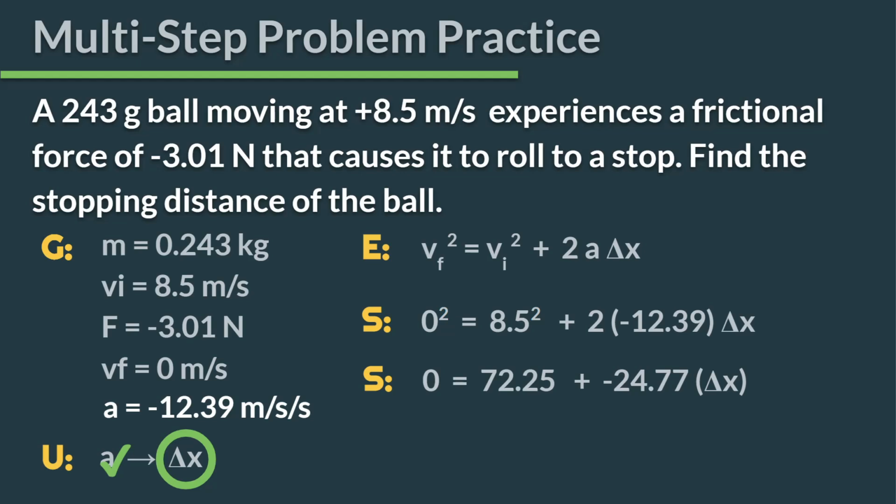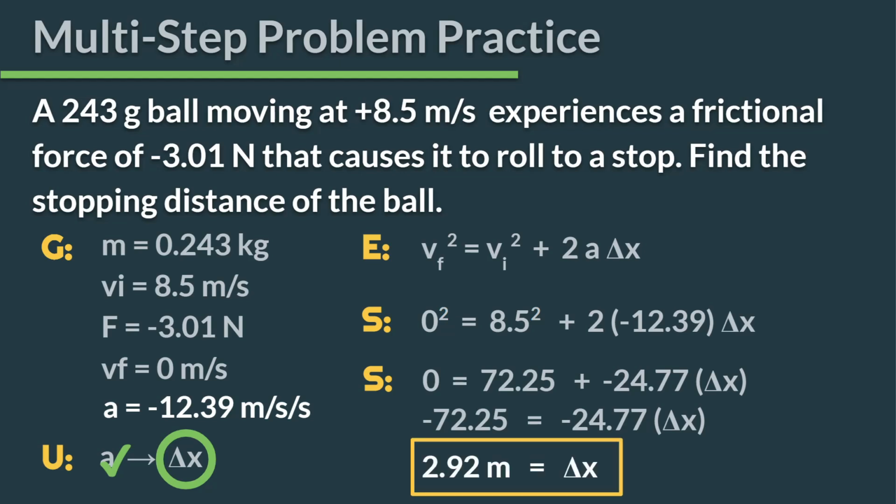And so from here, if I'm trying to solve for x, I need to get it by itself. Again, I can't add those two. Those are not like terms, but I can subtract 72.25 from both sides. And now I can divide. Because it's being multiplied by 24.77, I can divide by 24.77. And I'm going to have a negative divided by a negative. Those negative signs are going to cancel out, leaving me with positive 2.92 meters. Okay, so the question asked for stopping distance. We had to find acceleration first, but now we have found what we were asked for.